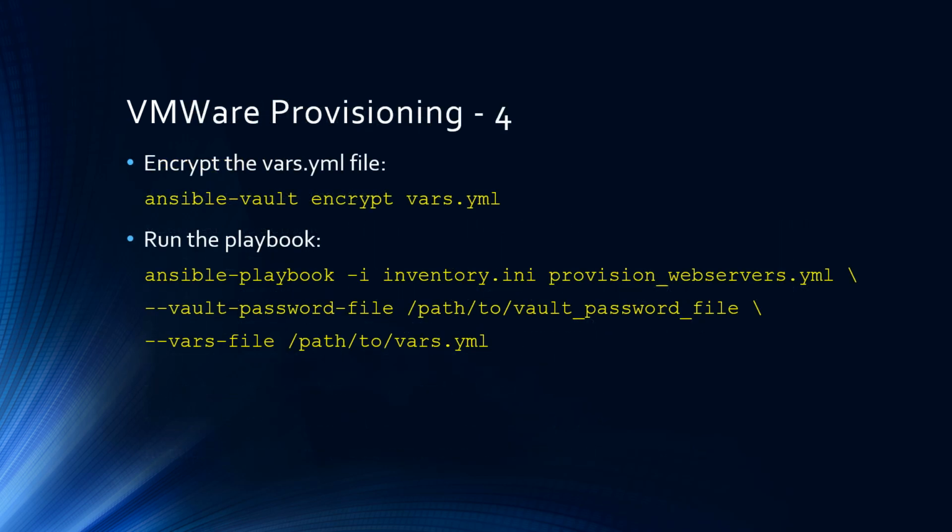This final slide on VMware provisioning covers the crucial steps of securing your variables and executing the playbook. Let's examine these important operations in detail. The Ansible Vault Encrypt command shown is essential for protecting sensitive information. When you encrypt your vars.yml file, it ensures that even if the file is exposed, the sensitive information remains secure. This extra layer of security may prevent serious incidents when repository access is compromised.